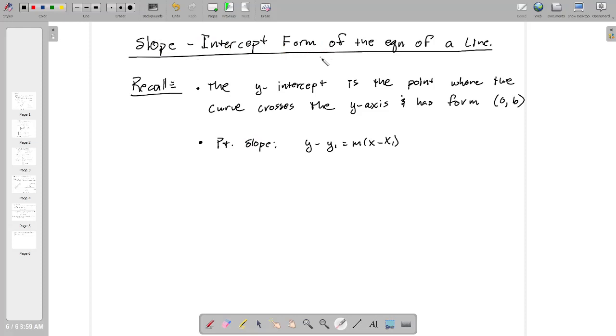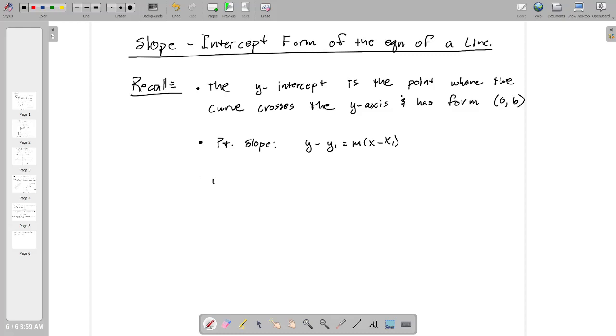Okay, so all equations have different forms. Specifically, lines have multiple forms that we study: point slope, slope-intercept, standard form. The slope-intercept form is probably the form that you know best, y equals mx plus b, and we're going to show that right now. So recall from the point slope form that (x1, y1) is a point. We're going to use the special point (0, b), which is the y-intercept.